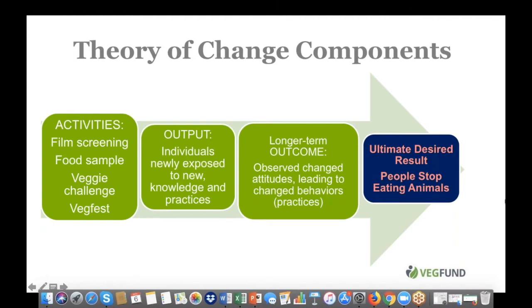because your theory of change may lead to the same result as someone else who's doing some other activity, but you might anticipate different outputs or different outcomes along the line. But there could be multiple theories of change happening out there in the world at any one point in time.